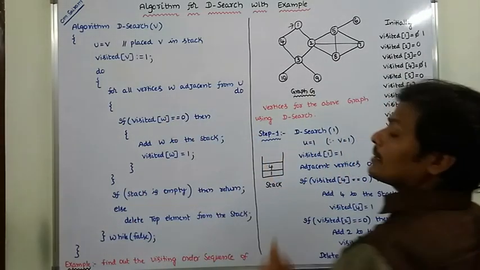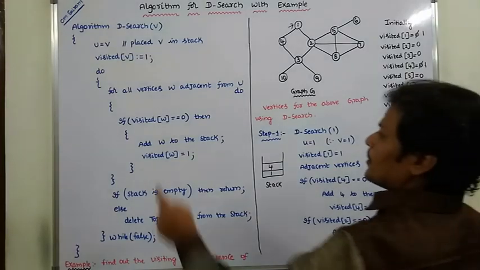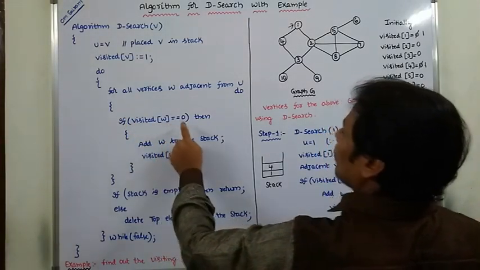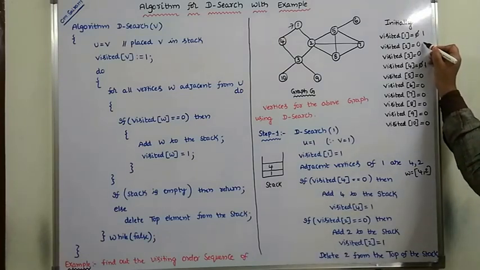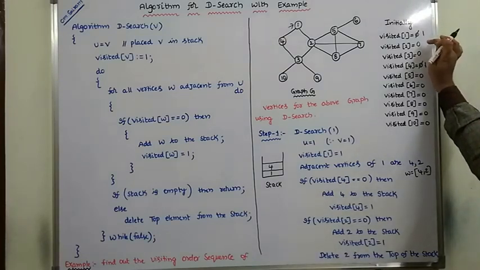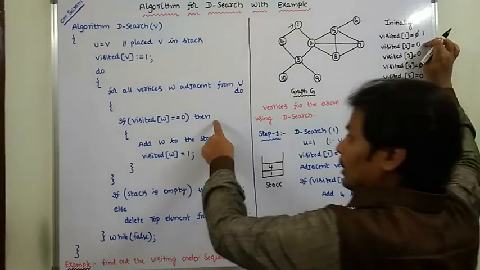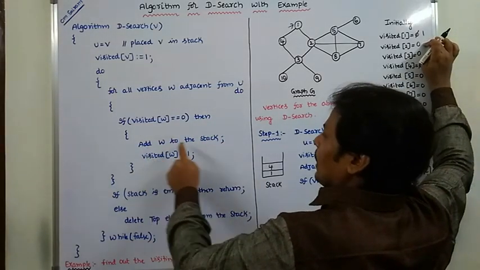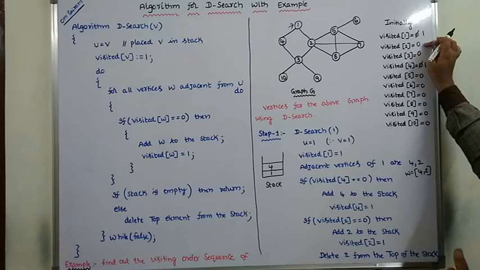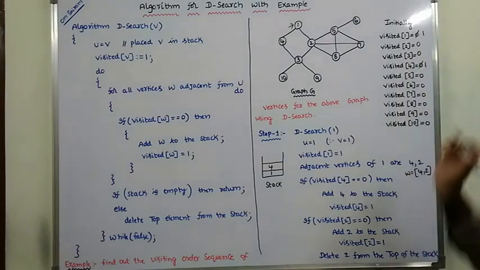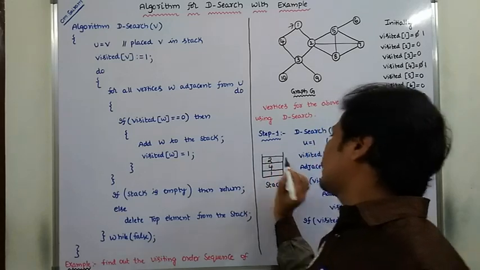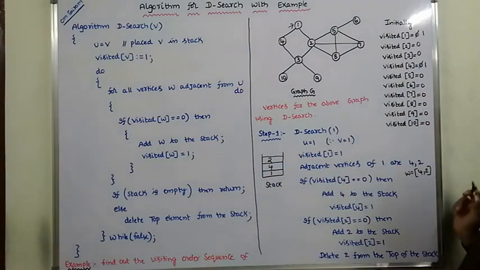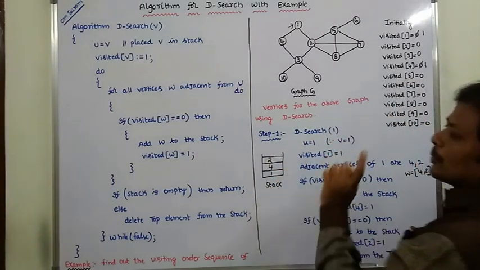Here now W is equal to 2. Brace begin. If visited of 2 is equal to 0? Yes, visited of 2 is equal to 0. Condition true. Then go to the if block. Add W to the stack. That means add 2 to the stack. So now the stack contains 1, 4, 2.